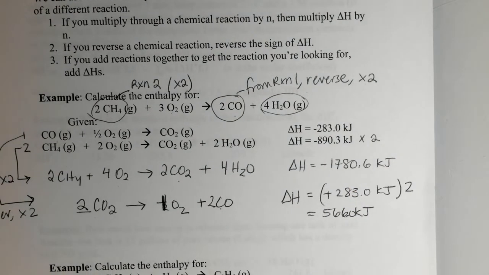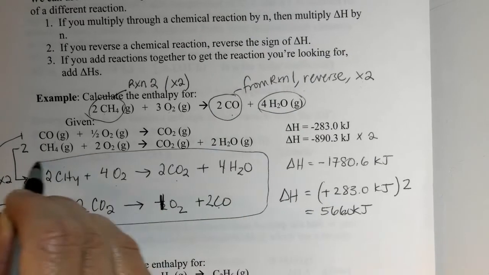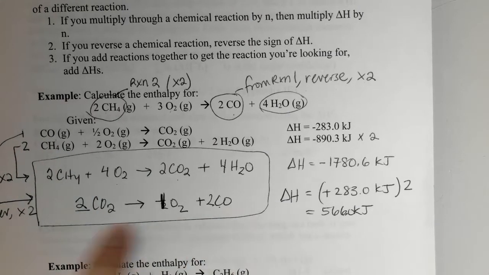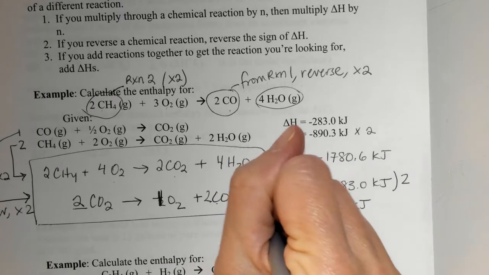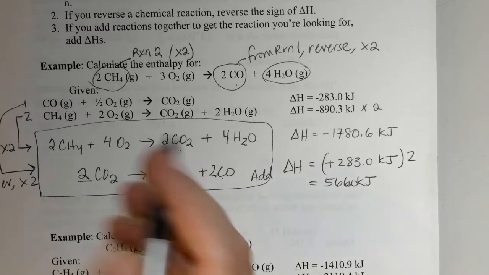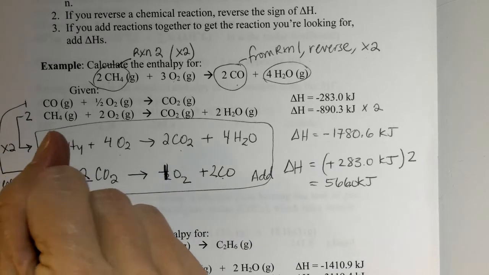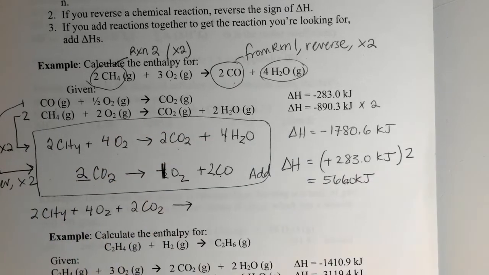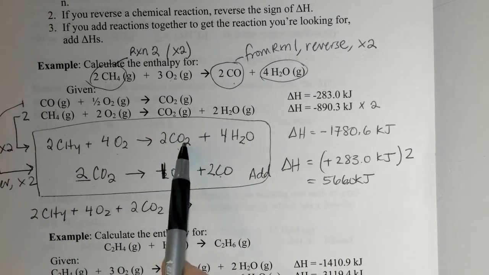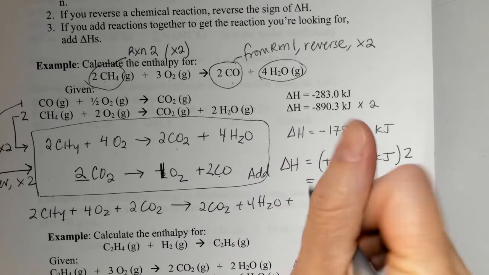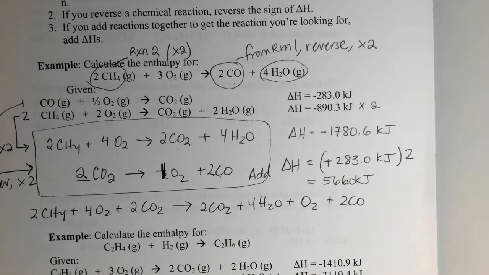All right, so now what I should have is, if I take these two equations that I had, these were my given equations, I manipulated them. Now what I'm going to do is add them together. So if I take all of my reactants, I've got 2CH4 plus 4O2 plus 2 CO2s, and then I'm going to take all of my products. I've got 2 CO2s, 4 waters, 1 oxygen, and 2 carbon monoxides.